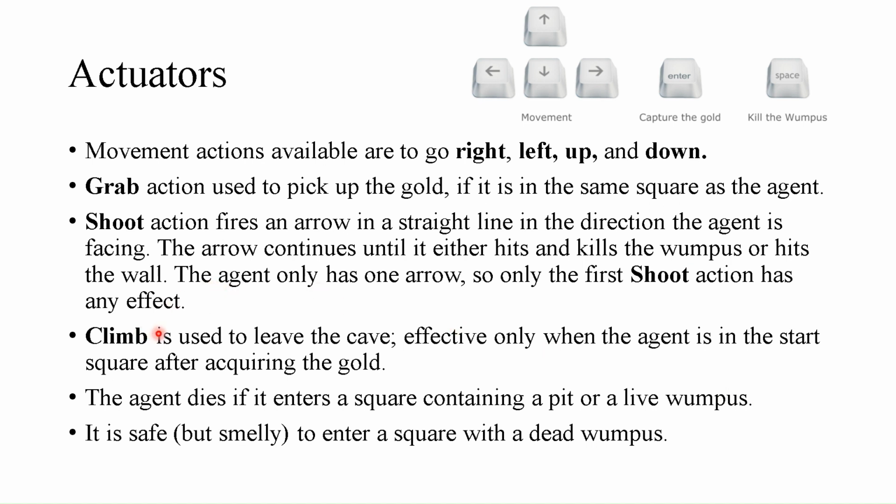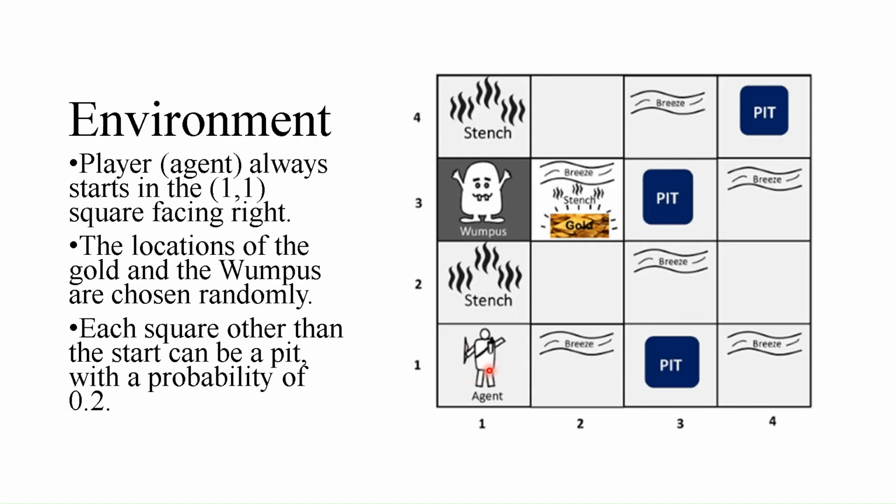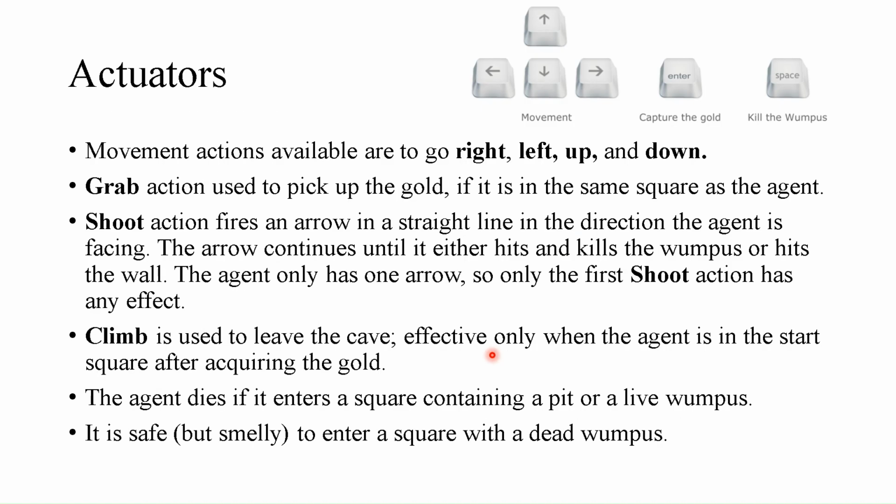Next, climb. Climb is used to leave the cave. It's only effective when the agent is at the start square after acquiring the gold. So you're at 1, comma 1. Can you climb? No. First you need to get the gold, come back to 1, comma 1, and then climb. That's how you basically exit the game and win.